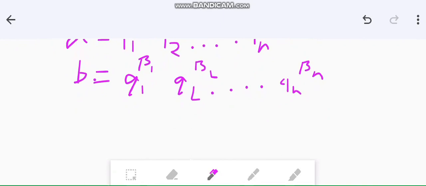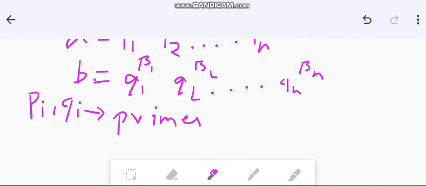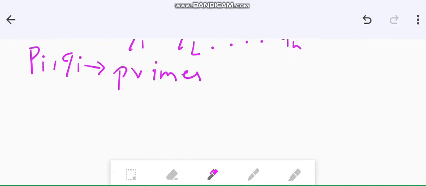Now we have shown that a and b will be the product of primes. We do not know the degree of a, p1, p2 or any primes. So here, pi I would suppose, and qi are primes, which are necessarily to be written, because a reader doesn't know whether it is prime or not. Okay, now moving on.